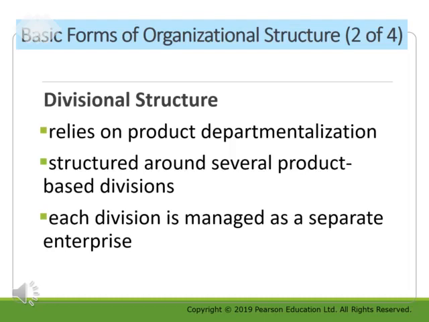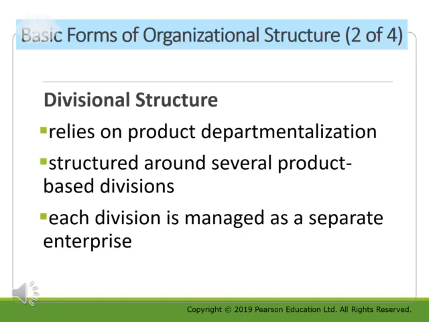This divisional structure relies heavily on product departmentalization. If you still remember the types of departmentalization that we learned in an earlier chapter, among them are product departmentalization, customer departmentalization, functional departmentalization, and many more. Organizations using this approach are typically structured around several product-based divisions that resemble separate businesses in that they produce and market their own products. They are responsible from the planning of the product towards the end, the marketing of the product. Each division usually has its own identity and operates as a relatively autonomous business under the larger corporate umbrella.